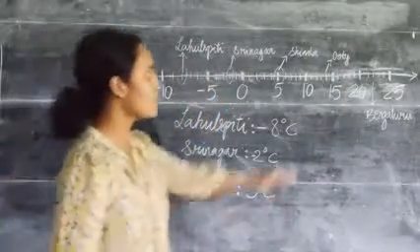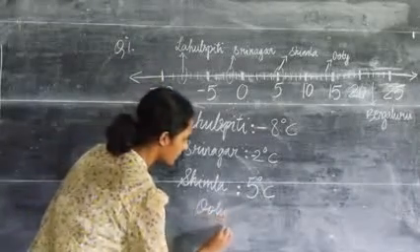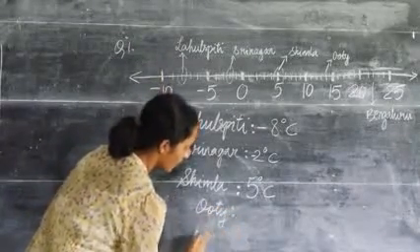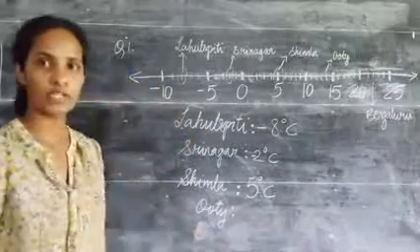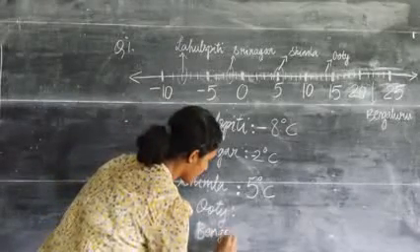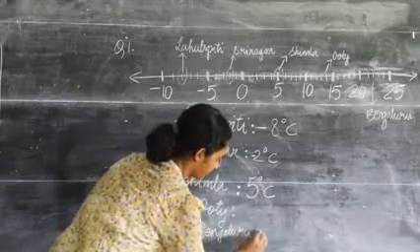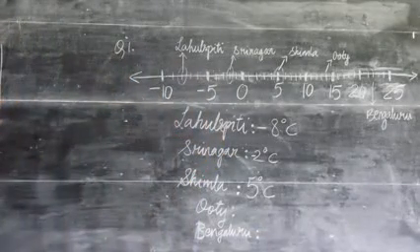So likewise, can I find Ooty and Bengaluru? Can you try once? Ooty and Bengaluru. Start counting from Shimla, 10, start counting.